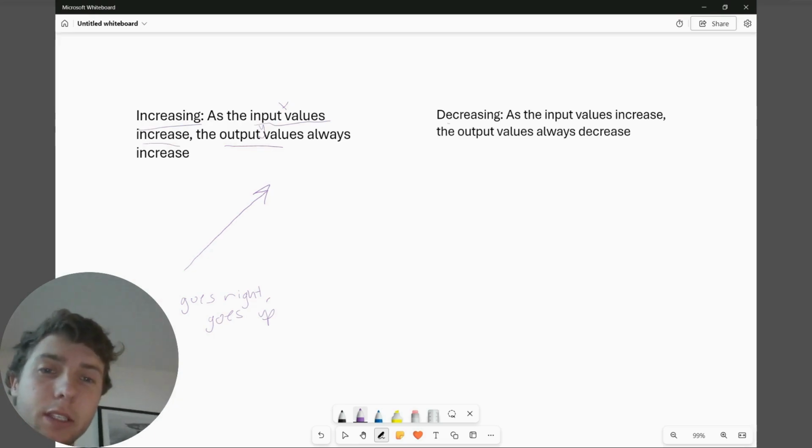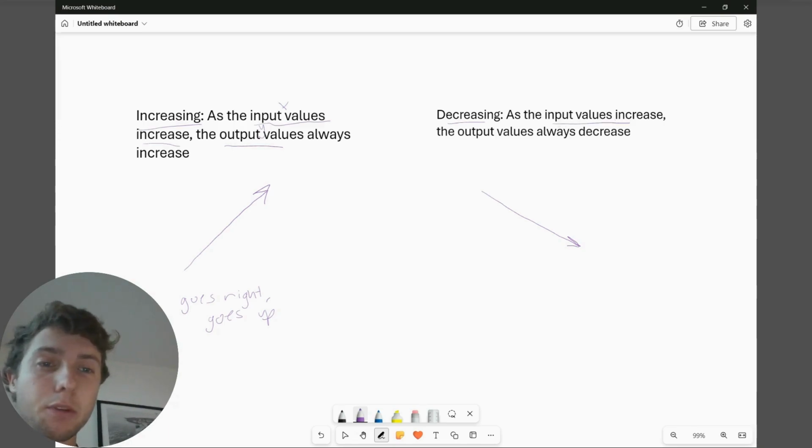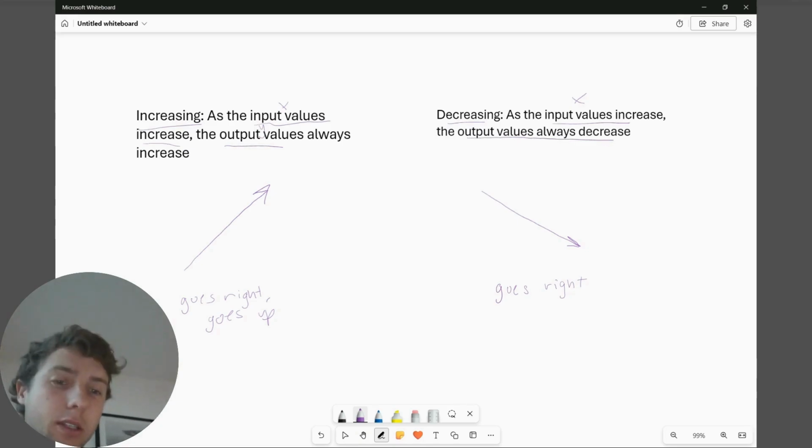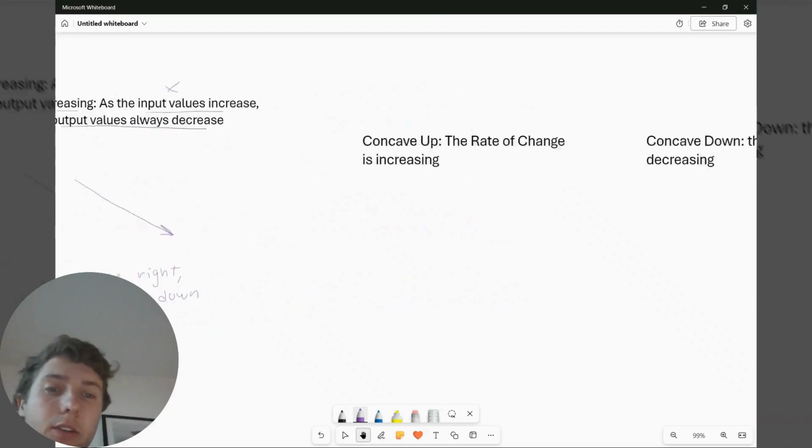Same idea for decreasing. You could model that for me. You'd probably say it goes down. But more specifically, that definition is the input values increase, so the x values are still going right. But now, since we're decreasing, that means the output values are always decreasing. In other words, the y values must be going down. Okay, so two very straightforward definitions for increase and decrease.